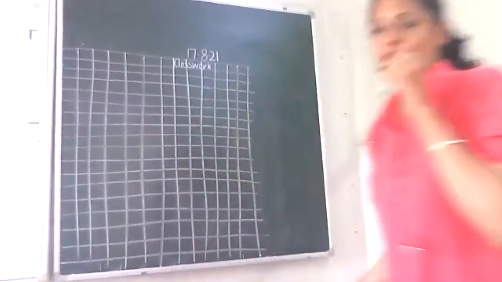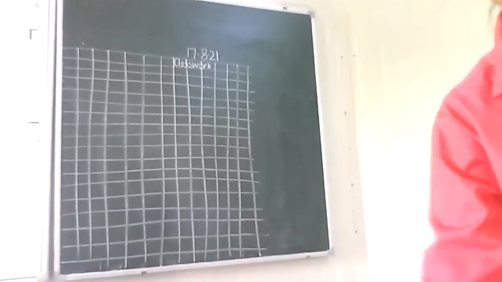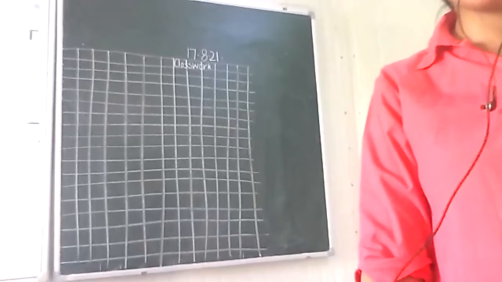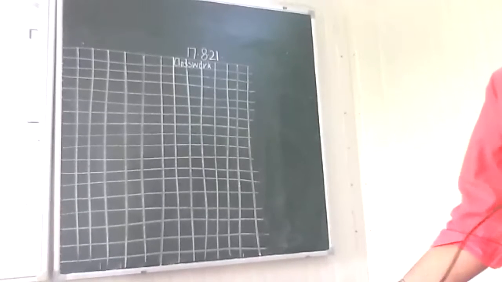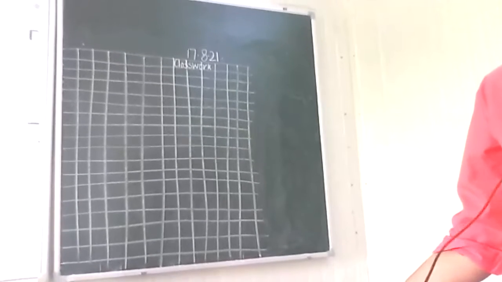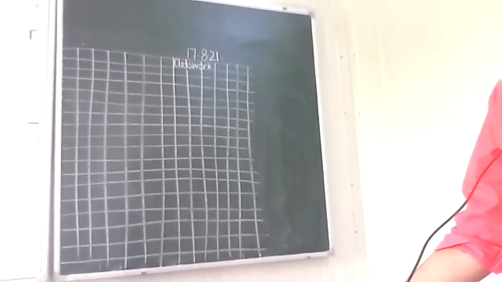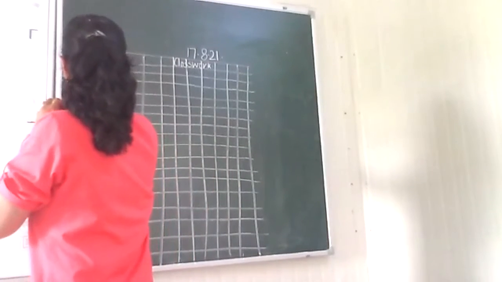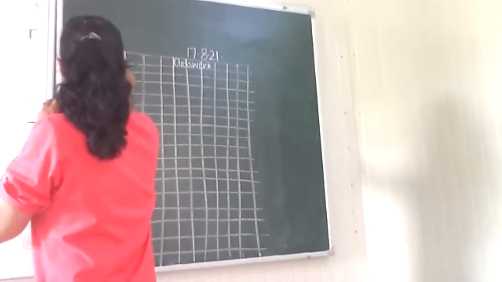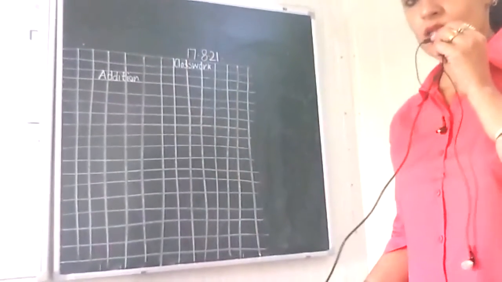Now, I want everybody to write date and classwork. And in the next line, we'll be writing addition. Okay. We know that in maths, we write classwork and we leave one line. So after writing classwork, leave one line and write addition.